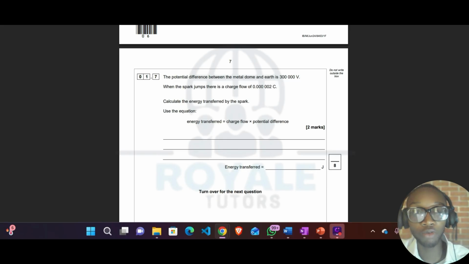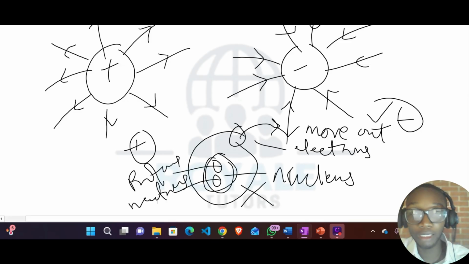Now, guys, anytime you are given an instruction to use an equation, you should use that equation, because for every instruction you pay attention to, you're going to receive marks for it. So what's the equation? Energy transferred is equal to the charge flow times the potential difference. What you have to do is look for all these parameters in the question. I have to write on the board again.